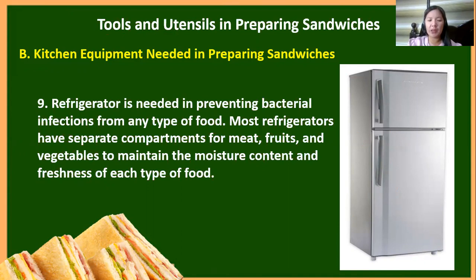Most refrigerators have separate compartments for meat, fruits, and vegetables to maintain the moisture content and freshness of each type of food.